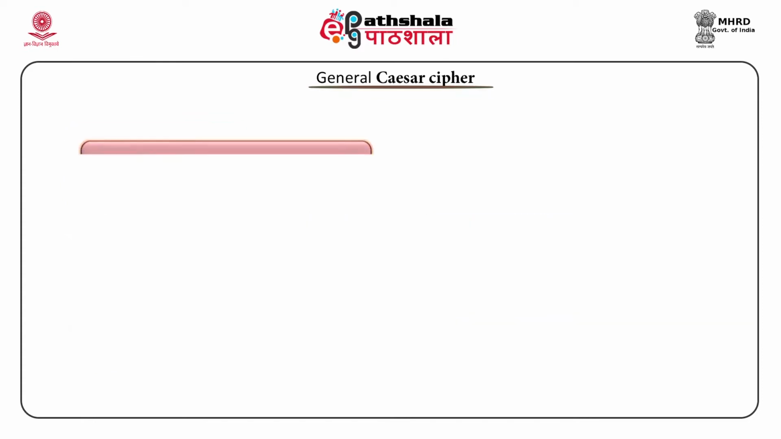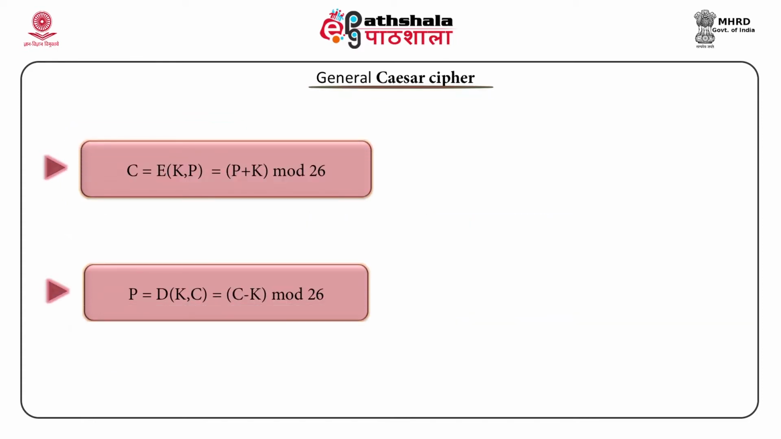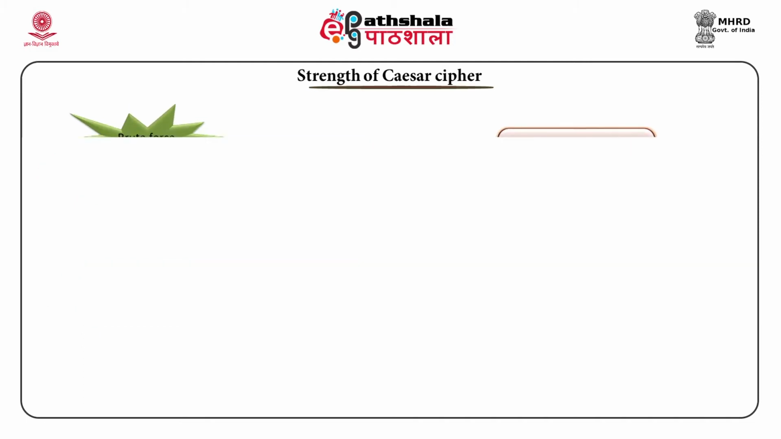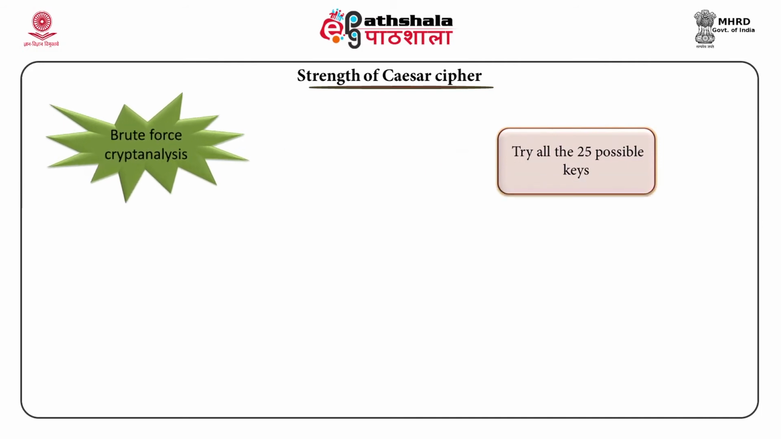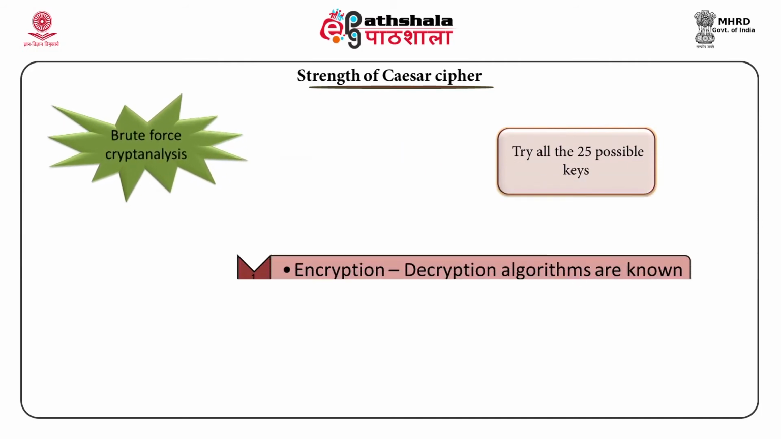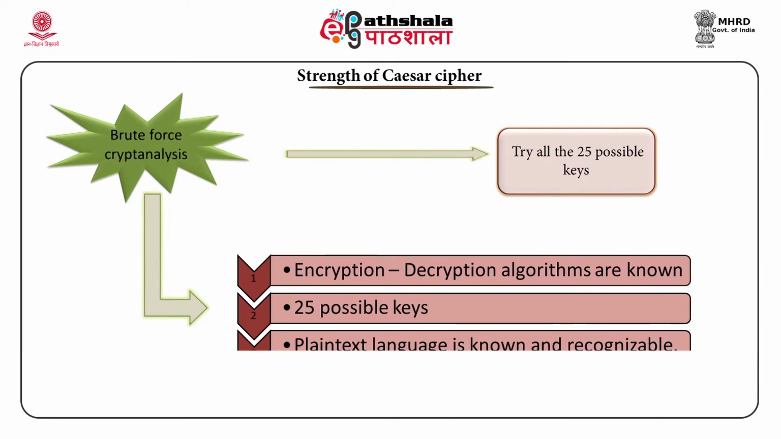Now, what about decipherment? Deciphering is always a reverse process of encryption. So, in encryption, if we have added +3 to the plain text, in the decryption we have to subtract 3 from the cipher text. Don't forget to do modulo 26. Is Caesar cipher secure? Let us analyze the strength of Caesar cipher.